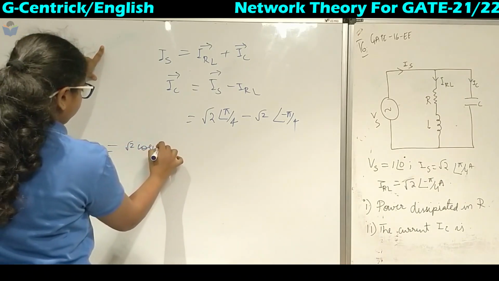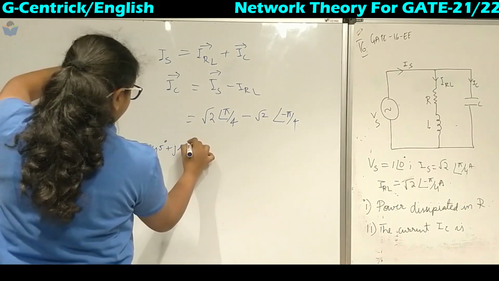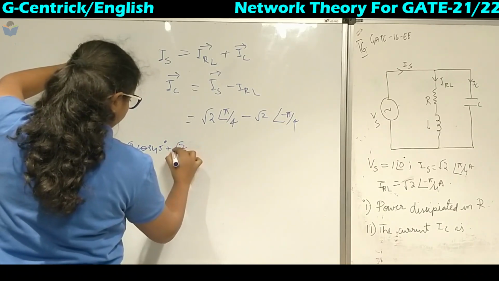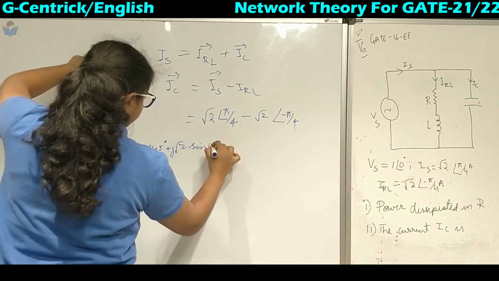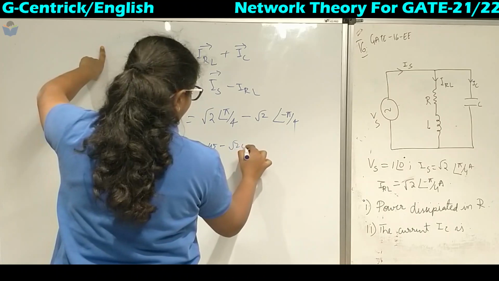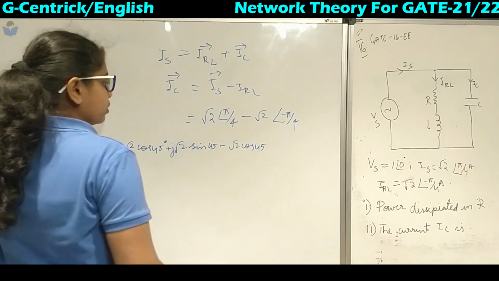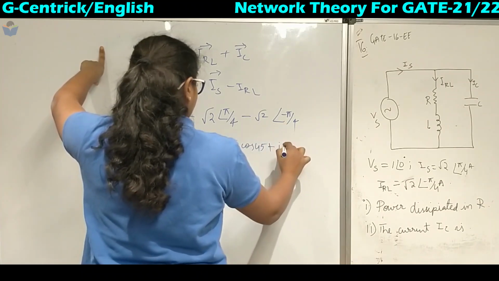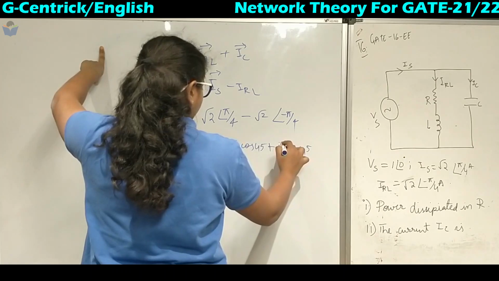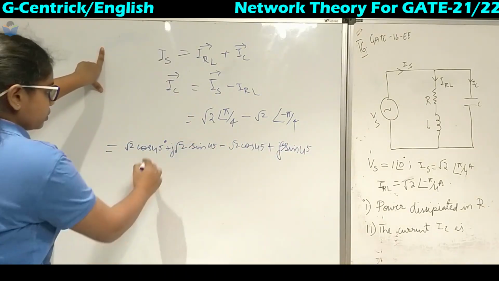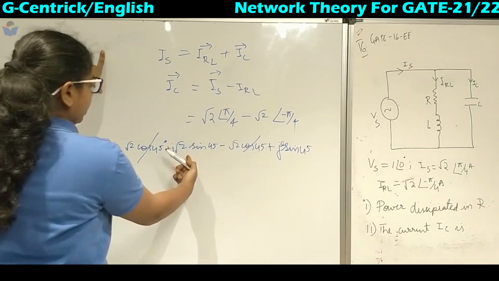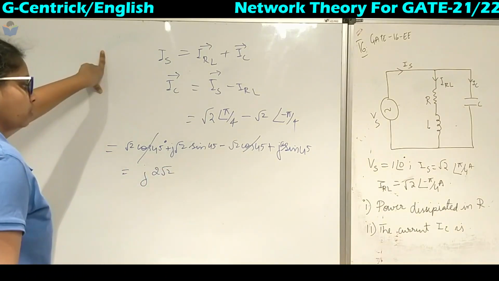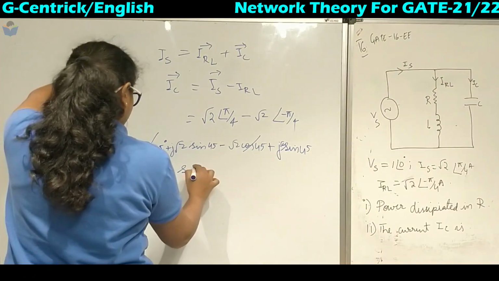So root 2 cos 45 degree plus j root 2 sine 45. This also I can write minus root 2 cos 45. Okay, so here also what I can write, minus into minus plus j sine 45, root 2 sine 45. Okay, so this gets cancelled with this one. So we have 2 times of root 2 sine 45.